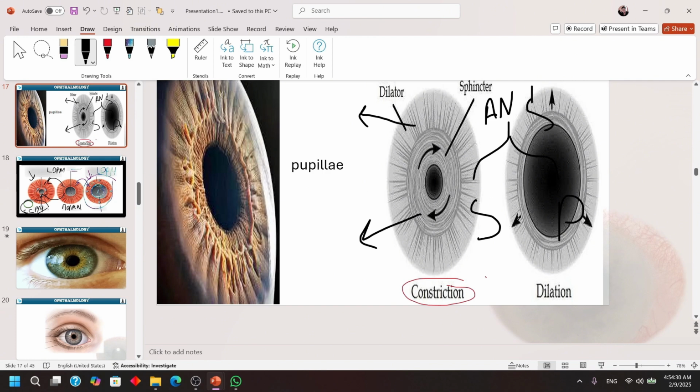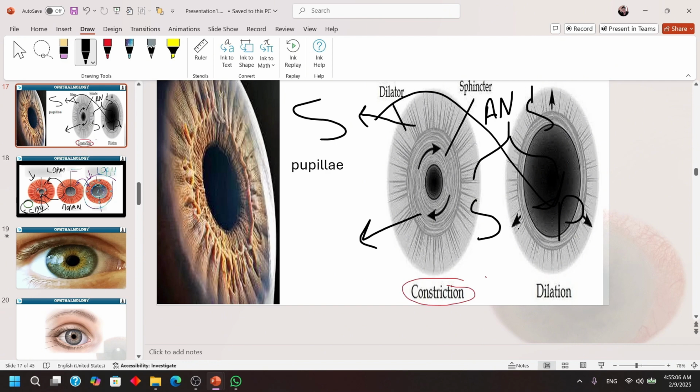So the sympathetic, as we know from pharmacology, is for fight or flight in dangerous situations, right? If you are fighting someone, you want to see everything around you, right? So you need your pupil to become wider. So the sympathetic will give the order to the dilator to contract, so the pupil becomes wider.